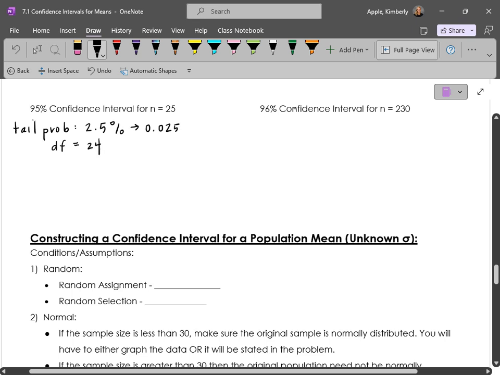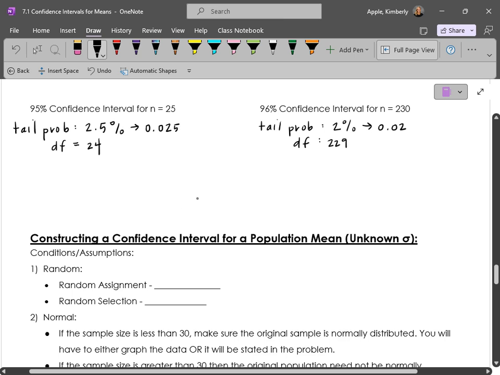24. For the 96% confidence interval, the tail probability would be 2%, because we're going to take the remaining 4% under the curve and equally distribute it over the two tails, which would give me 0.02. And the degrees of freedom for 230 would be what?